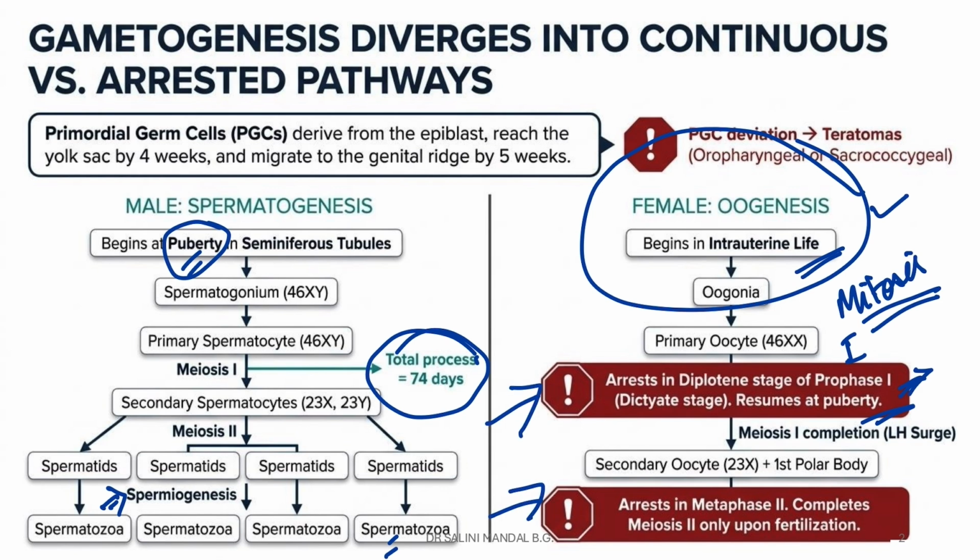These two things are very important to remember. Meiosis 1 gets arrested at which stage? The diplotene stage of prophase 1. And meiosis 2 gets arrested in metaphase 2. Now, one more thing about the primordial germ cell: there is always a chance that a deviation can occur from normal primordial germ cells, and that is teratomas. It can be a sacrococcygeal or an oropharyngeal teratoma.